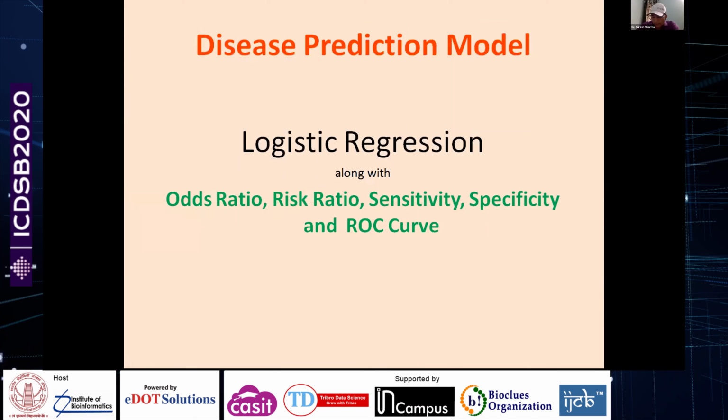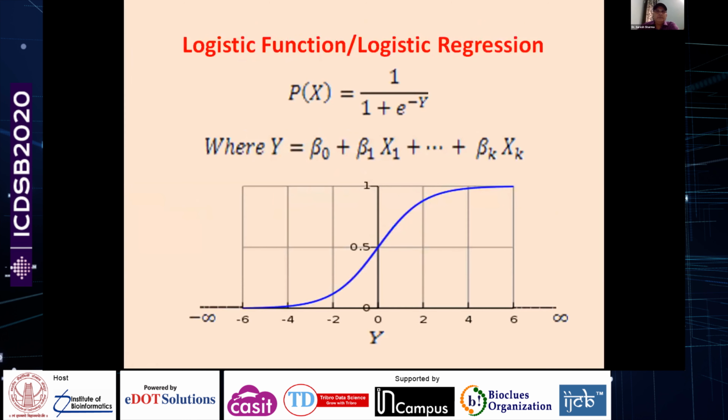One of the important models is the disease prediction model, which is called logistic regression. In logistic regression, our dependent variable is always dichotomous. Of course, if you have more than 2 categories, then you can use multinomial regression. For example, this is the equation of a logistic regression. It comes from the logistic function. Here, y is a combination of risk factors.